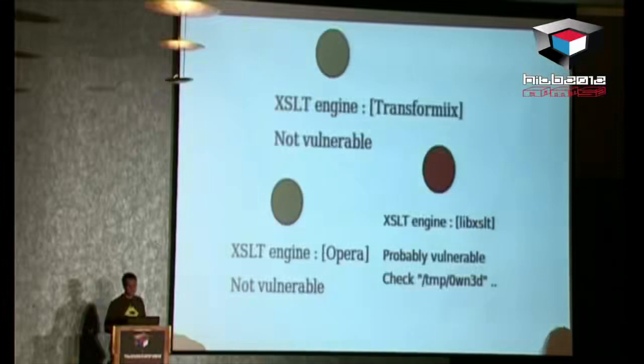And if we open this document in several browsers, in Firefox, TransforMiiX is the internal name of the XSLT engine. You have a green circle. It seems OK. In Opera, you get the same result. And in Chrome, Chromium, Safari, and Maxthon, you will get a red circle. And you need to check your TMP directory for a file just dropped.